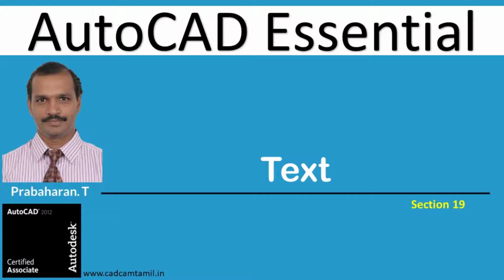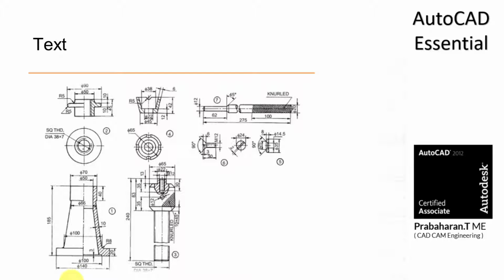This is our session number 19. Today we are going to discuss text, that means annotation and text related commands. As we know, generally AutoCAD is used to draw two-dimensional as well as three-dimensional drawings and mark the dimensions of the object. Now we are discussing the text command.